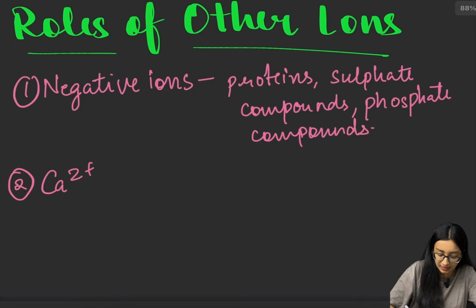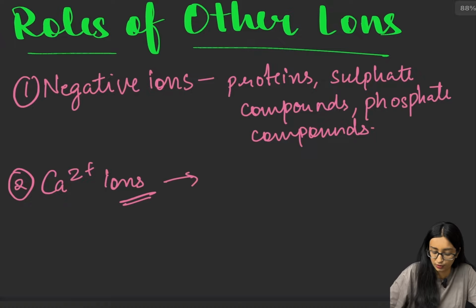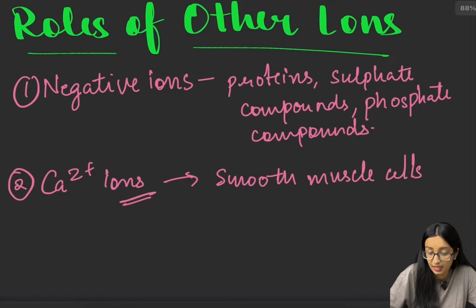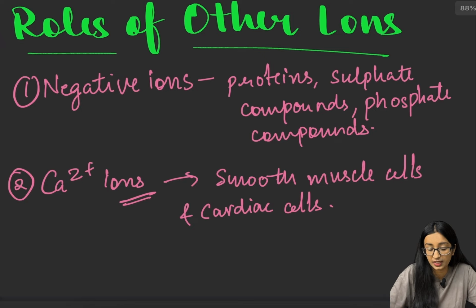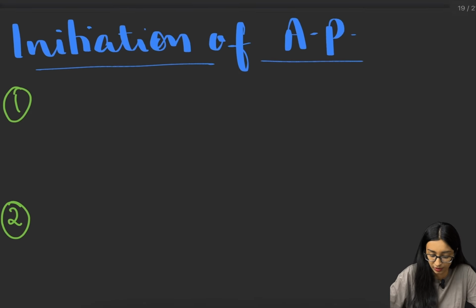And the second is the calcium ions. Instead of sodium, our cells also use calcium ions, or calcium ions can be used along with sodium. For example, in muscle cells, that is the smooth muscle cells, and especially in the cardiac cells, there are no sodium ion channels. So there are only calcium channels. That is why calcium is also an important part of the action potential.